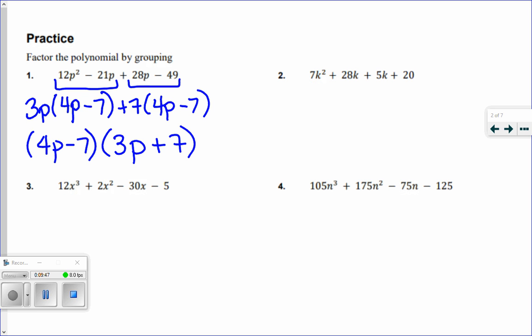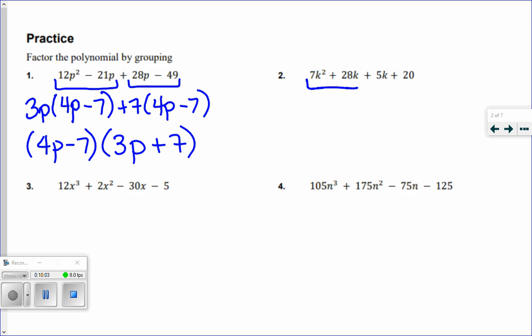Let's try number 2. Let's do it one more time. I'm going to let y'all practice one on your own. Okay, so on number 2, I look for a GCF all the way across the board, but pretty quickly I could tell there is not one. 7 is prime, 5 is prime. There's not k's in every term, so we're good there.